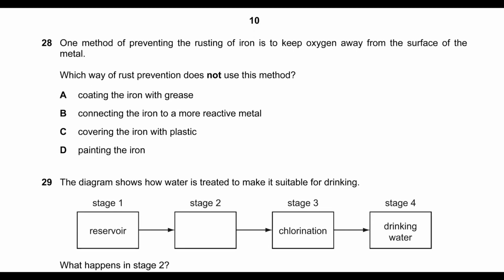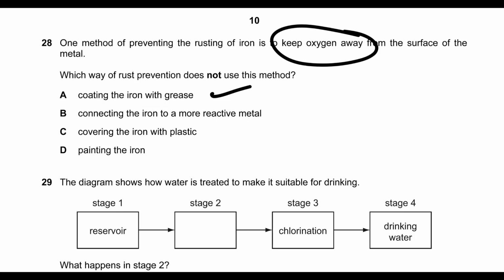One method of preventing the rusting of iron is to keep oxygen away from the surface of the metal. Which way of rust prevention doesn't use this method? That means one of these methods doesn't use the way of keeping oxygen away from the surface. Coating the iron with grease, yes, it's used.